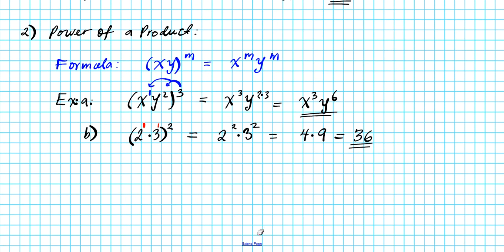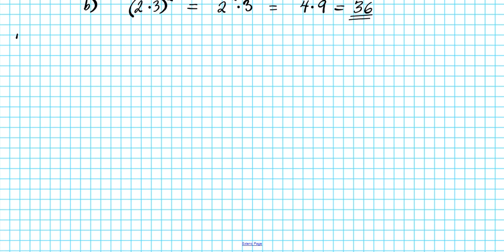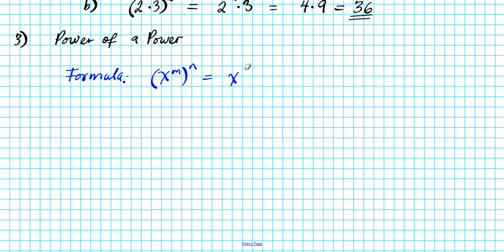Now let's move on to property number 3. The third property is the power of a power. Okay, let's take a look at what the formula looks like. So let's say you have a power x to the m, where x is a real number and m is an integer, raised to the power n. What the power of a power property of exponents says is that you can simply multiply the powers. So you have x to the mn.